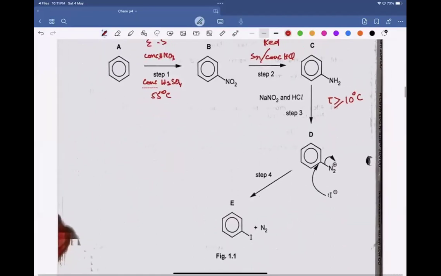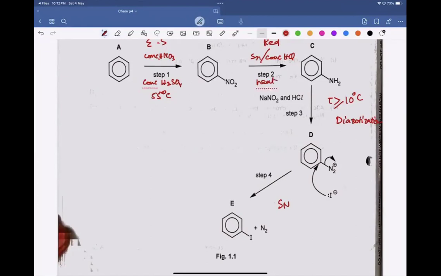Okay. And then in D, if you see, it's a nucleophilic substitution in step 4. And that is a diazotization reaction, step 3. Yes, we need to heat as well. Very good, ma'am.